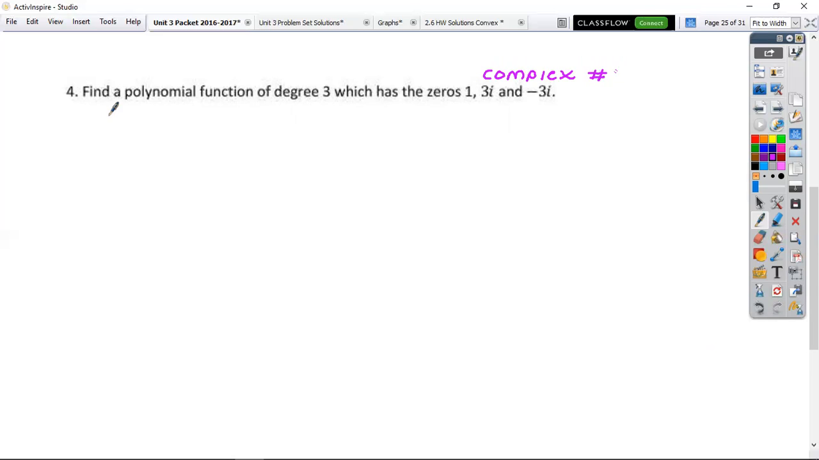So to do factor form, I go P of x equals. And I'm still going to just switch my sign. So I go x minus 1. And then I go x minus 3i. And then the last one would say x plus 3i. So conceptually, it's no different.